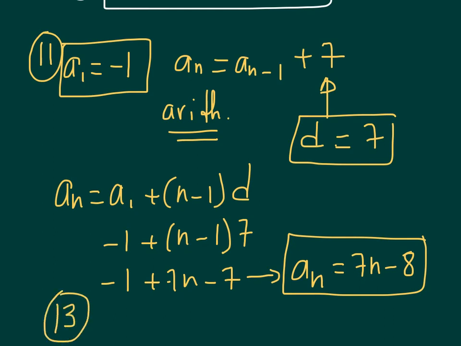Number 13 is exactly the same, and the answer should be a_n equals 1.3 minus 0.3n.